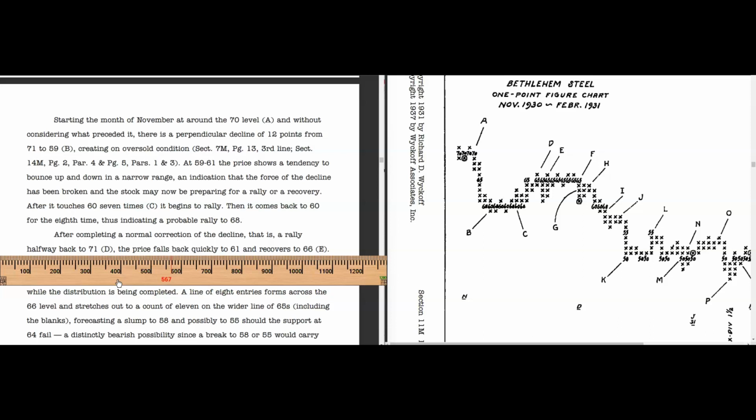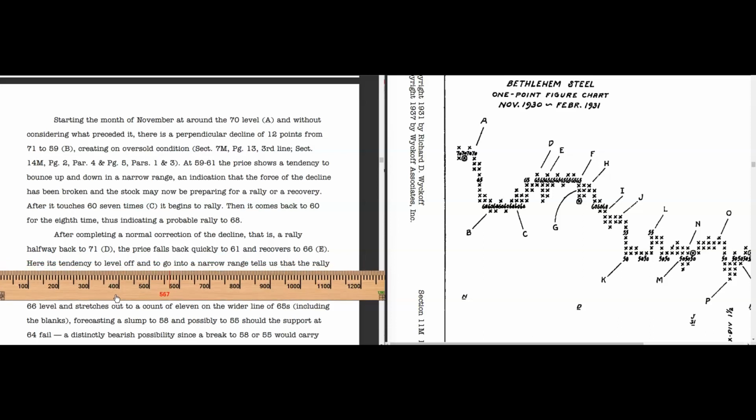Yeah, halfway of 71. The price falls back quickly to 61 and recovers to 66. All right, so all he's talking about so far is the move goes down from A to B. There's some accumulation of the down rally, right? The rally down, they bought it up to do a halfway back move that goes to 66. After that, it falls back and comes right back up.